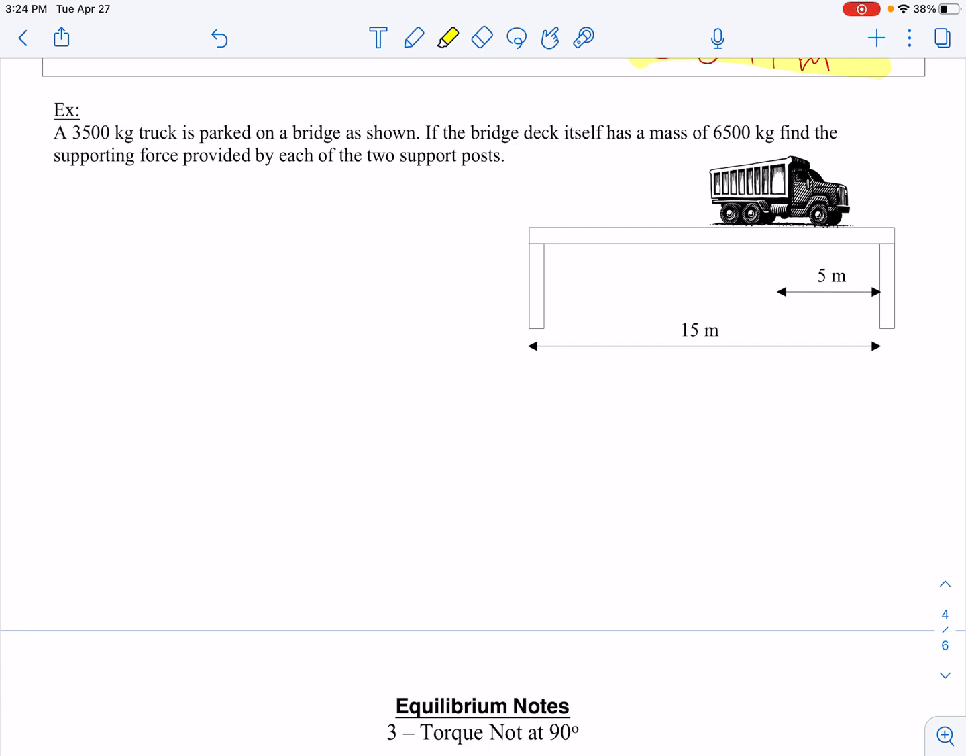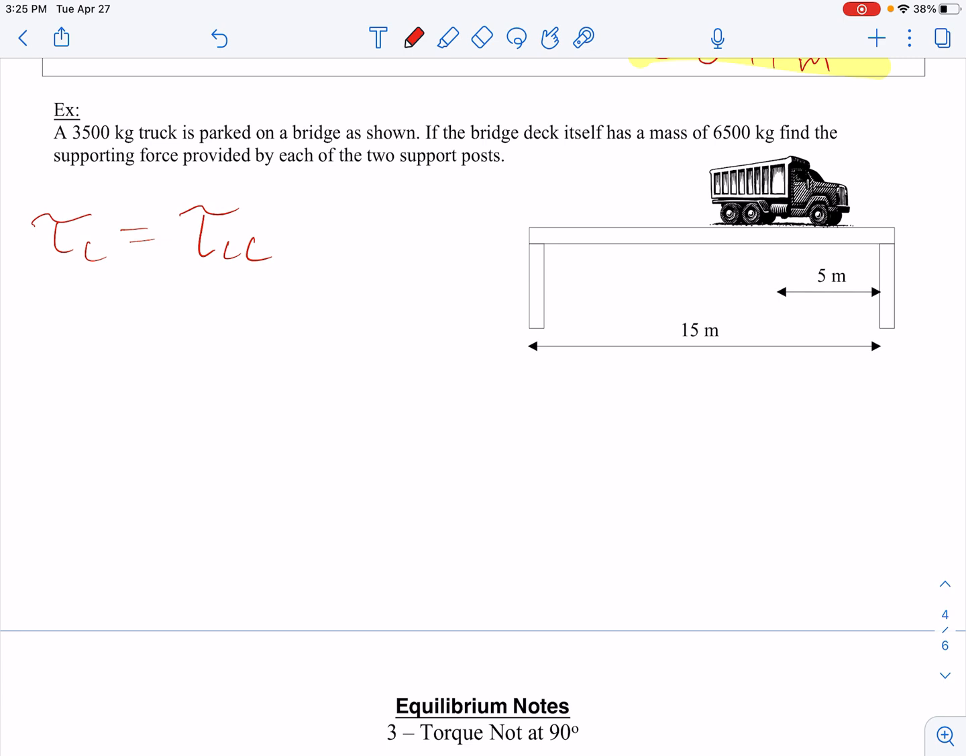Otherwise, your bridge is moving. And that's only useful if it's a drawbridge and it's designed to do that. But in this case, we're not assuming that. So a couple things here. Just like with anything else, we can establish we want our torque to be in rotational equilibrium. So clockwise and counterclockwise should all equal out.